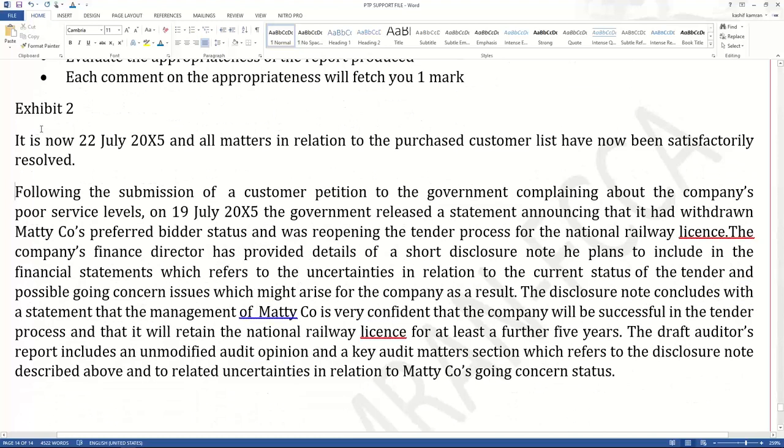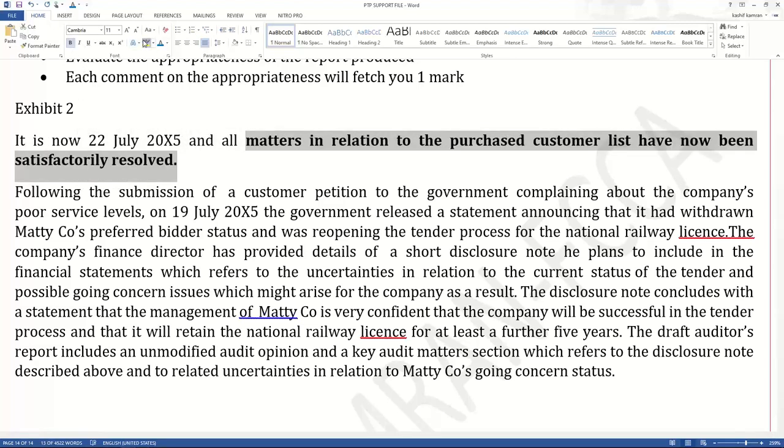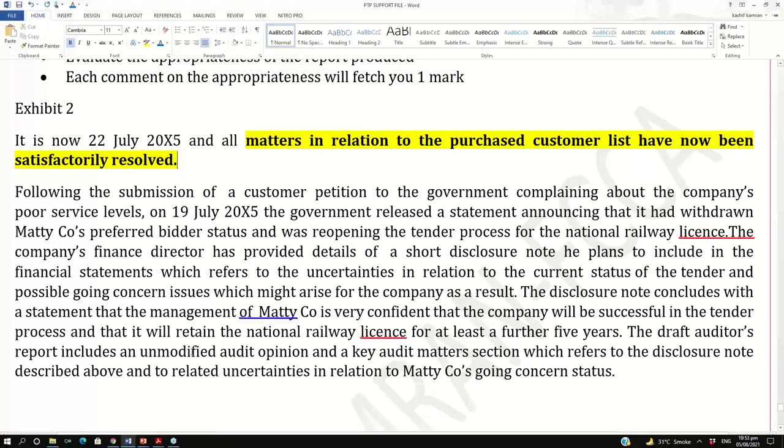It is now the 22nd of July, and all matters in relation to the purchase customer list have been satisfactorily resolved. Is that clear? So is the management in agreement with the auditor on the purchase customer list? Yes. But are they in agreement with the auditor on the railway license and on the chairman's statement? No. So it is the 22nd of July. We are about to sign the report, and all the matters in relation to the purchase customer list have now been satisfactorily resolved.